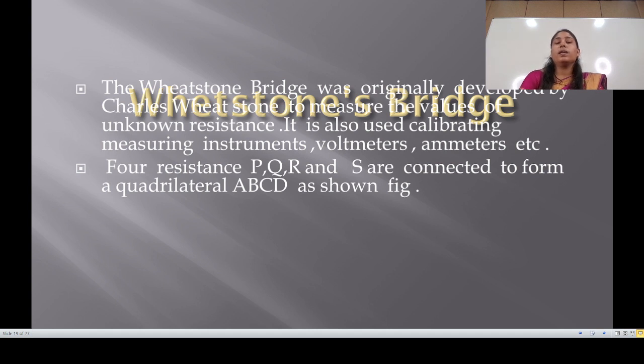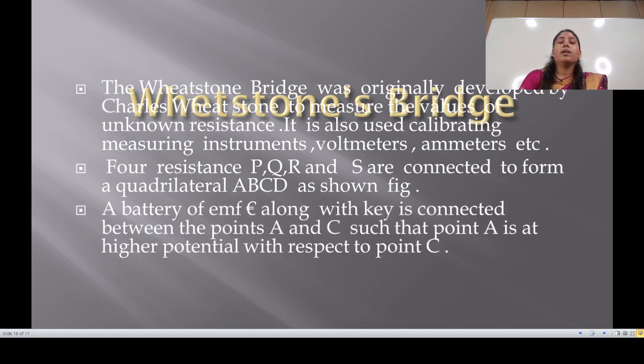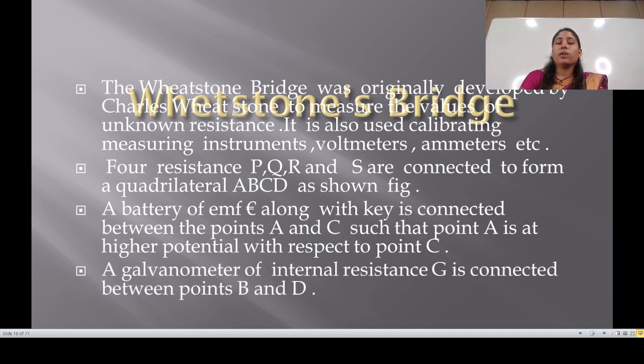Four resistances P, Q, R and S are connected to form quadrilateral ABCD as shown in the figure. A battery of EMF E along with a key is connected between points A and C such that point A is at higher potential with respect to point C. A galvanometer of internal resistance G is connected between points B and D.